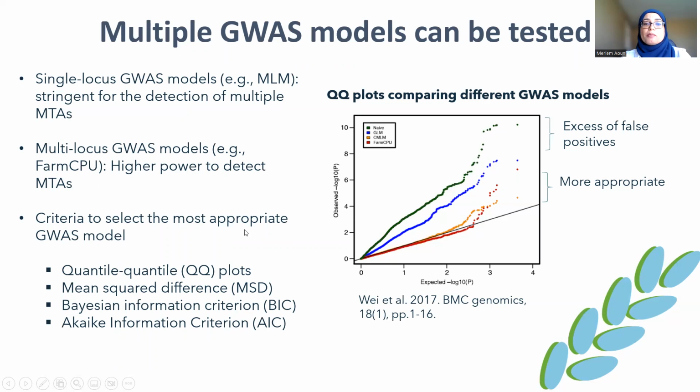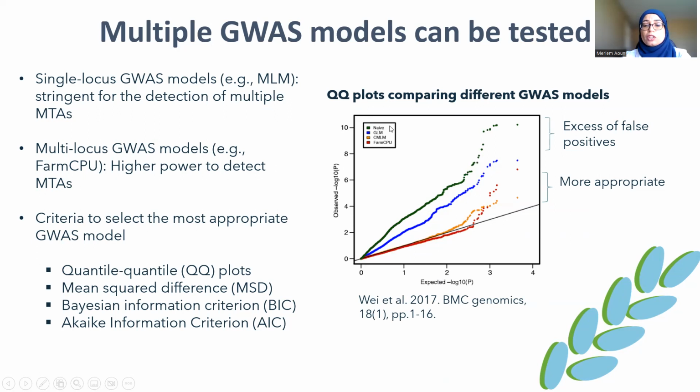How can we select the most appropriate model? We have different criteria. The first is the quantile-quantile plot, shown here, where you plot the observed p-value versus the expected p-value. The best model will be where this distribution is close to the diagonal, which means that we have good control of false positives or false negatives in the model.